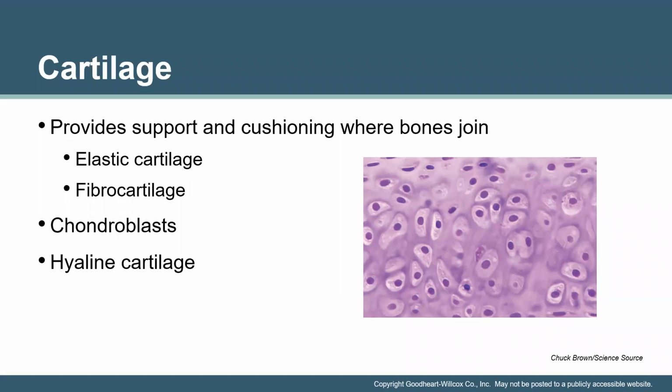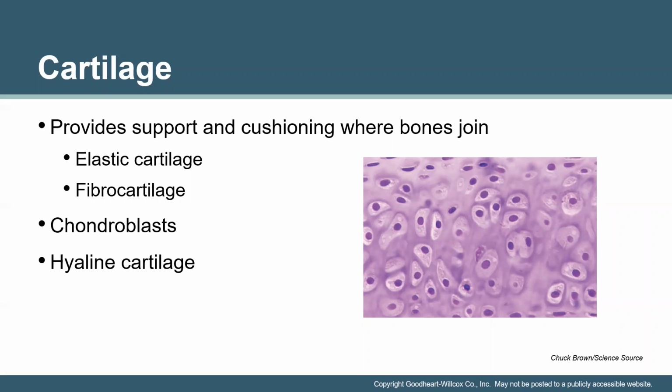Hyaline cartilage, we're going to see that on the end of long bones, covering the ribs that connect to the sternum. It's also found in the nose, the trachea, and the larynx. Elastic cartilage is similar, but it will contain more elastic fibers, which I think makes sense. It's found in the ear and the epiglottis.